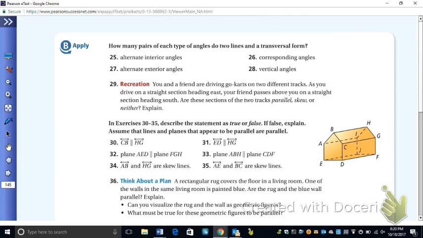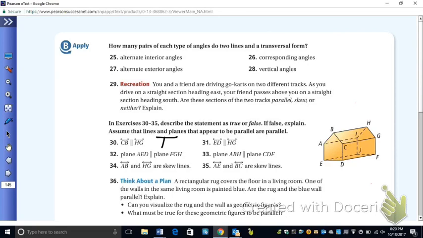So, let's look at number 30. We're describing these statements as true or false. We assume that lines and planes that appear to be parallel are in fact parallel. So we're looking at CB and HG, and we're told that they're parallel. They're on opposite sides of what looks like a rectangle, so I think that's safe to assume that that's true.